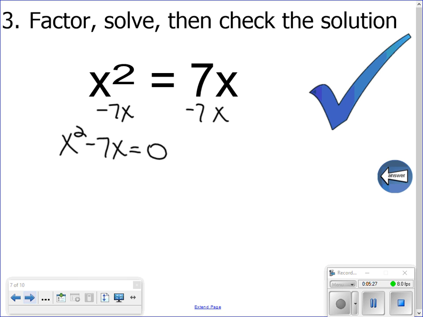Now we'll factor. We look for the greatest common factor that we can pull out of both terms. So we can pull out an x from x squared and from negative 7x. When we factor out the x, we're left with x and x minus 7 is equal to 0. So there's our two factors.